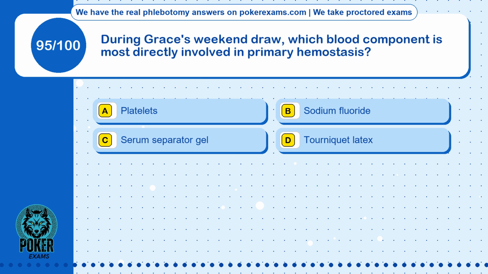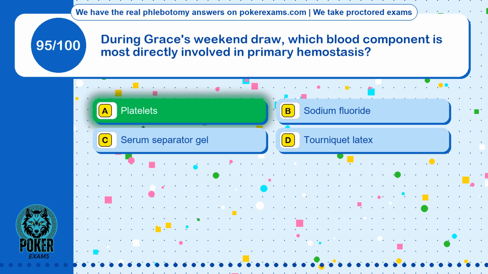Question 95. During Grace's weekend draw, which blood component is most directly involved in primary hemostasis? Option A, platelets. Option B, sodium fluoride. Option C, serum separator gel. Option D, tourniquet latex. The correct answer is option A.